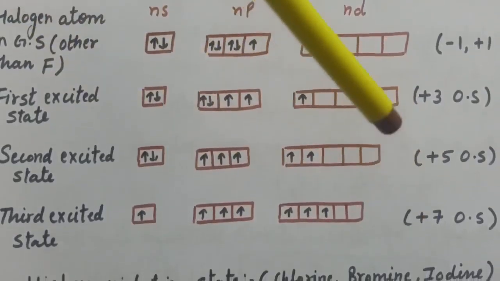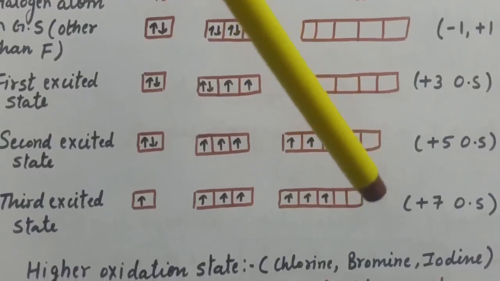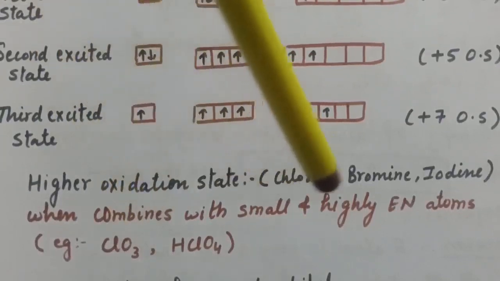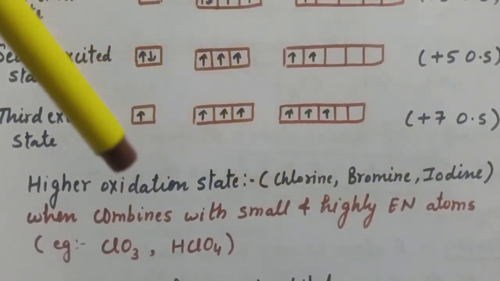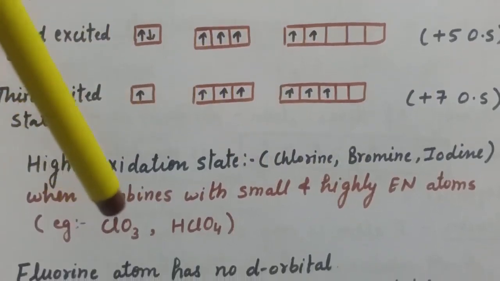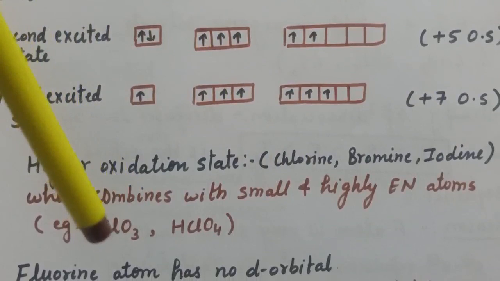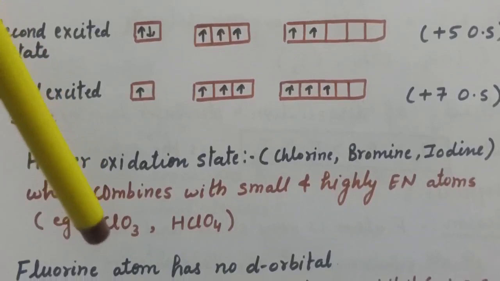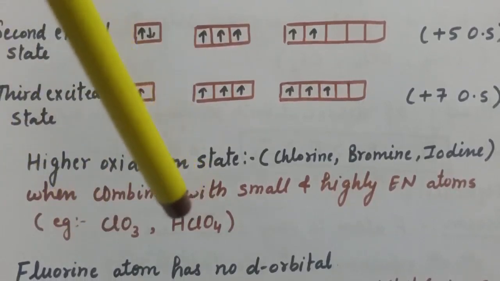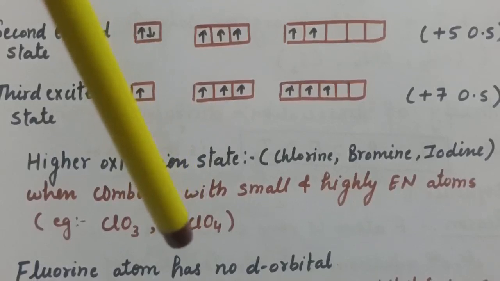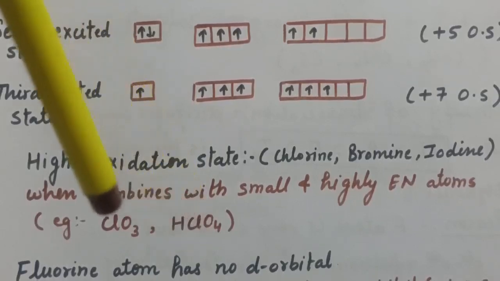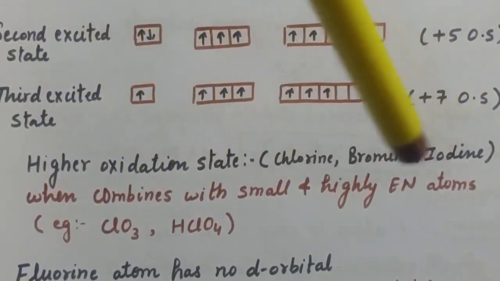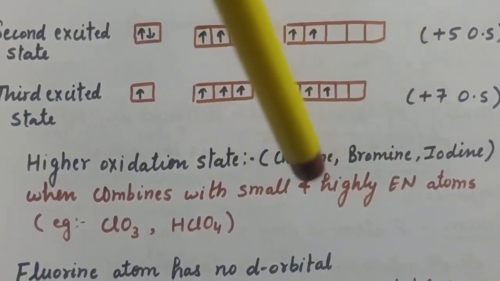Now these higher oxidation states are possible only when chlorine, bromine and iodine form compounds with small and highly electronegative atoms, for example, oxygen and fluorine. So here we have the compound of oxygen with chlorine, that is ClO3. In this case, the oxidation number of chlorine is +6. And here we have an oxo acid of chlorine. Again, the oxidation number of chlorine in this oxo acid is +7. So when chlorine, bromine, iodine combine with small and highly electronegative atoms, only then are higher oxidation states possible.